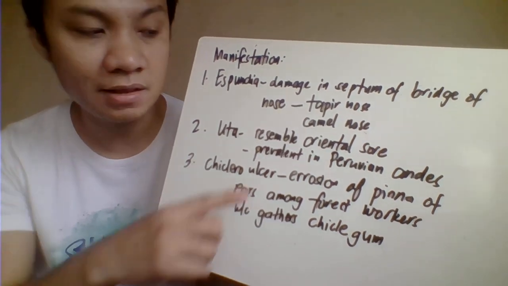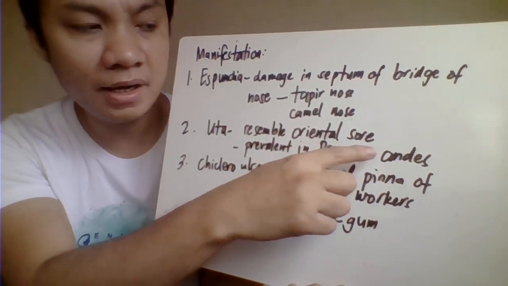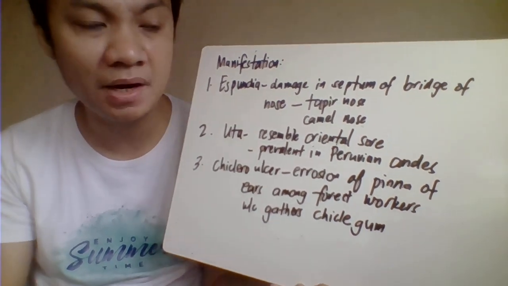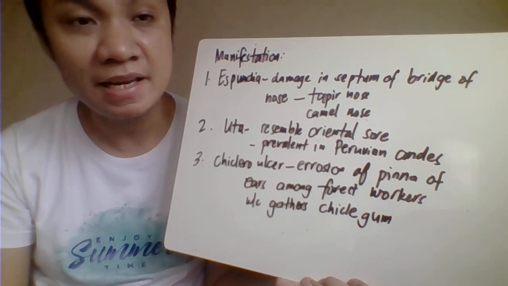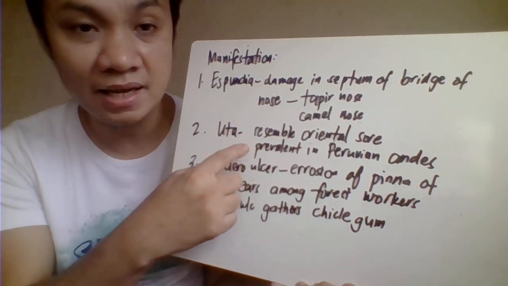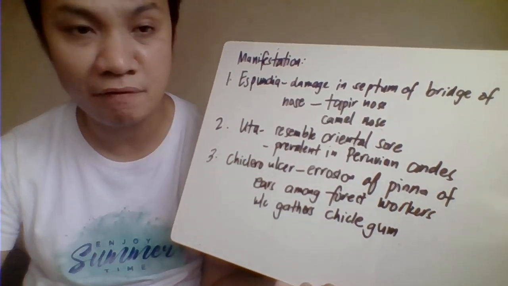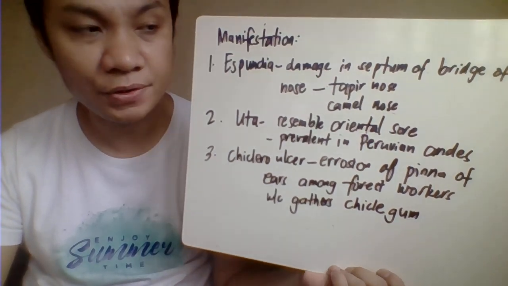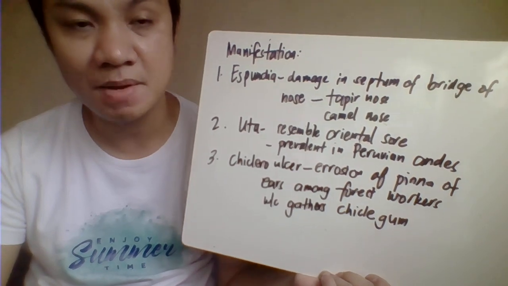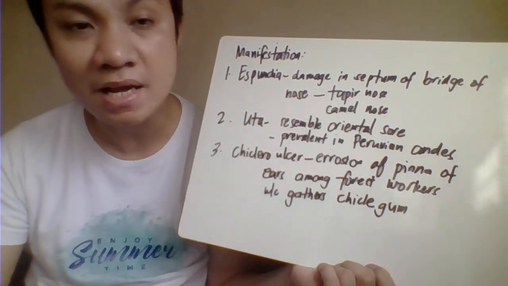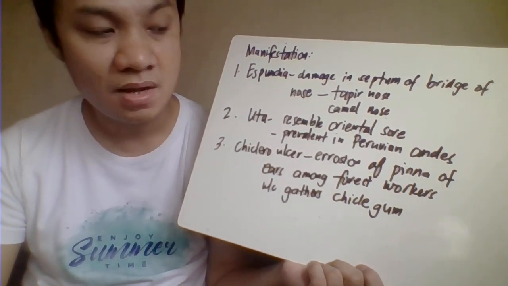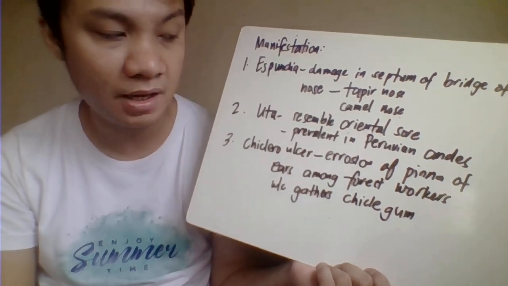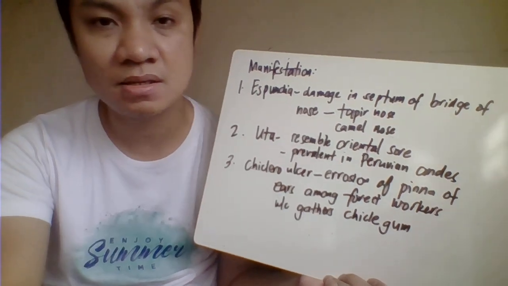Then we have here the uta. It resembles the oriental sore. Oriental sore is a type of cutaneous leishmaniasis, so it is like our Leishmania tropica. Only that, again, it is very prevalent in the Peruvian Andes. Then we have your chiclero ulcer, again, very common among those patients who gather chicle gum or chewing gum among forest workers. And that one is characterized by the erosion of the pinna of the ears.